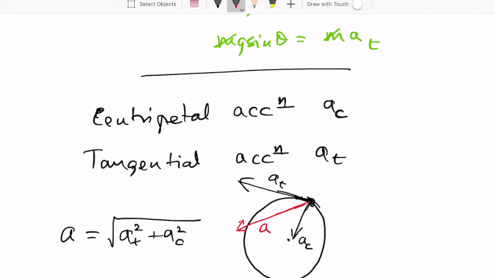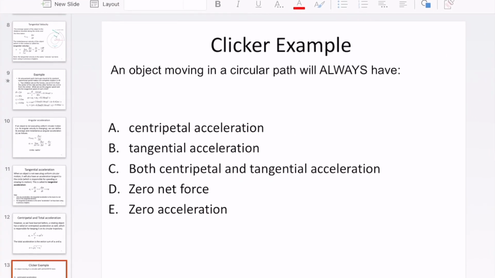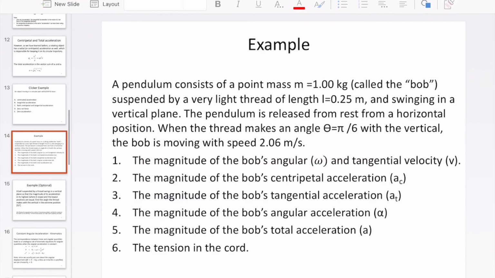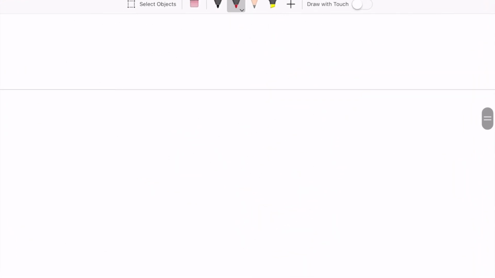Okay, now let's do a problem which illustrates all of these ideas, right? So we're going to give this problem a try. All right. So this is the problem on slide 14.